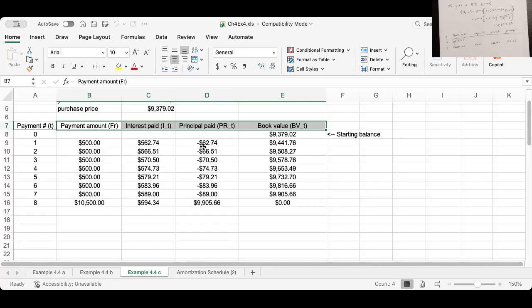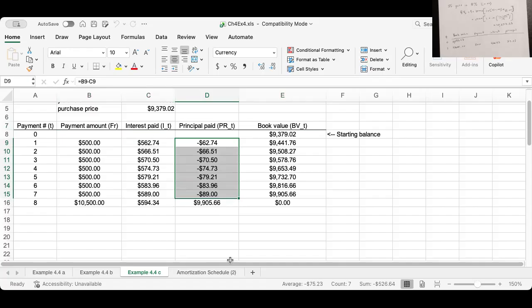So this principal repaid amount is increasing the value of our bond. It's the amount for accumulation of discount as opposed to the amortization of premium.